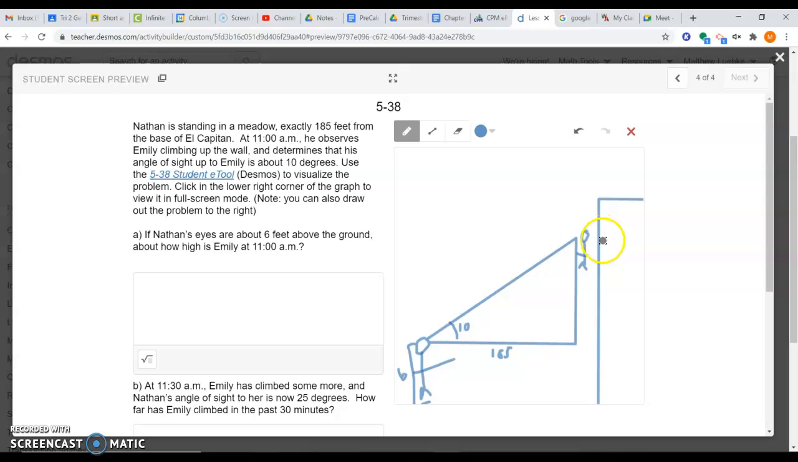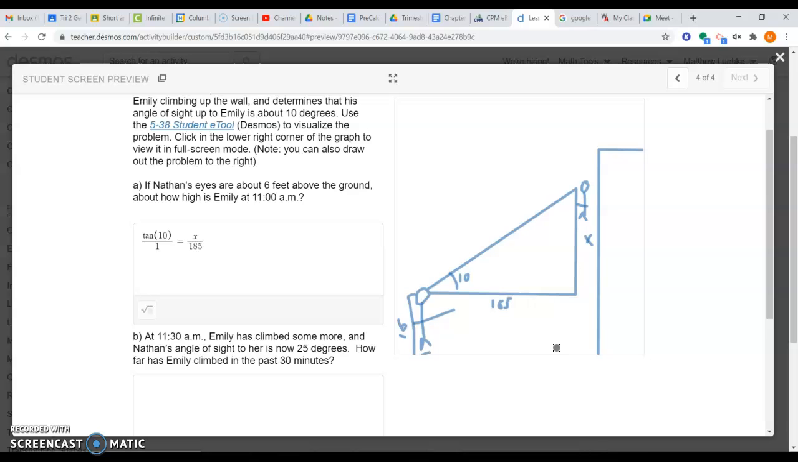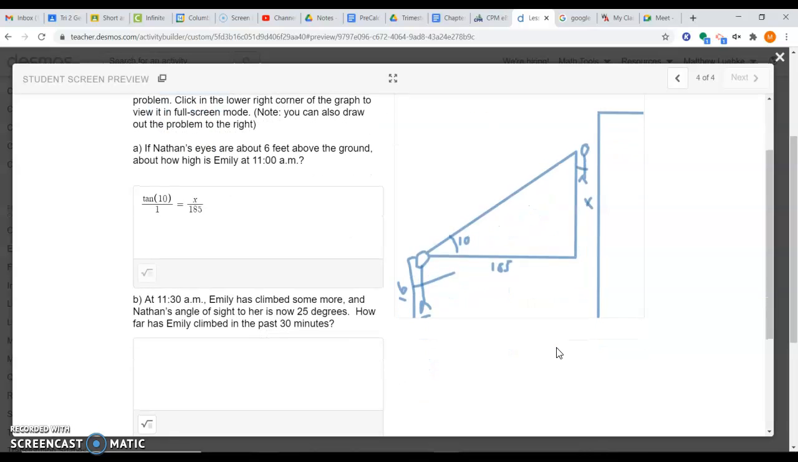So we need to solve for how high up she is. Okay, what we're going to do, and we've done these problems before, is we're going to do the tangent because we're looking for x, our height over here. So we have the tangent of our angle, which is 10 degrees. We're setting that equal to the rise over the run, which is x over 185, or what I should say is the opposite over the adjacent. And you're going to solve for x here. Don't forget when you have an answer for x that you need to add in the 6 feet from his height at the end.